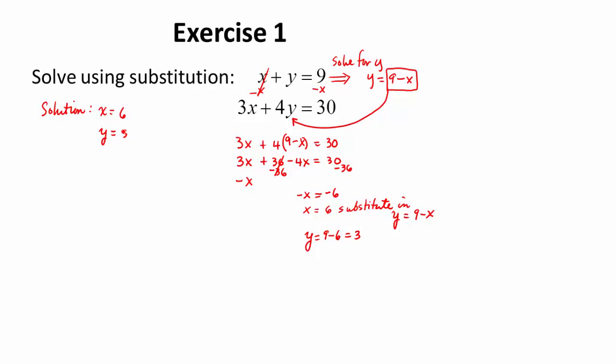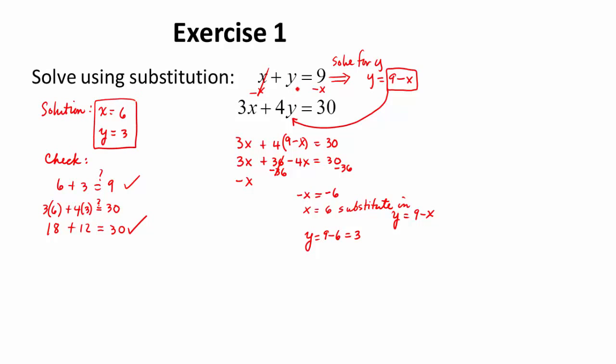Now does that satisfy our equations? It's easy to check. Is 6 plus 3 equal to 9? That's quite obvious. Now the next one, 3 times 6 plus 4 times y, which is 3. Does that add up to 30? We have 18 plus 12. Indeed, they add up to 30, so it checks. So this is our unique solution. You have a consistent system and you have a unique solution set.